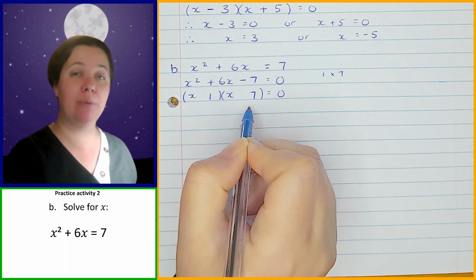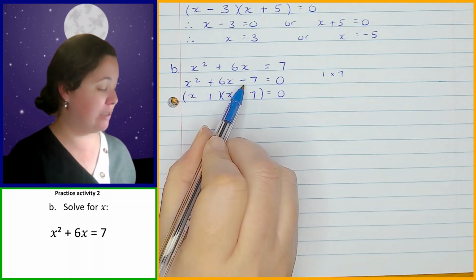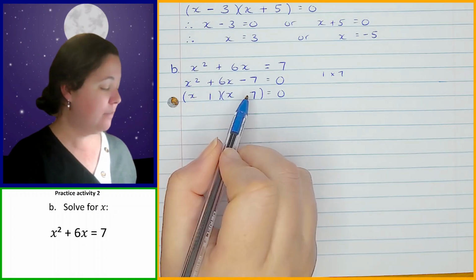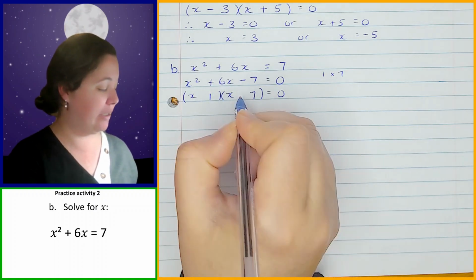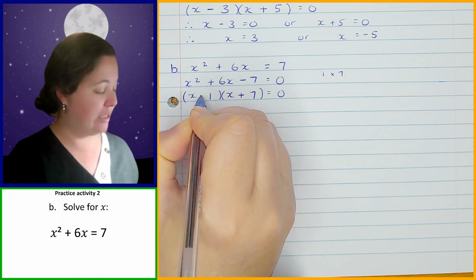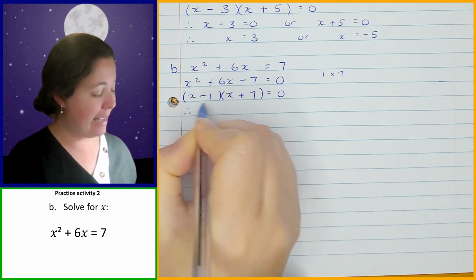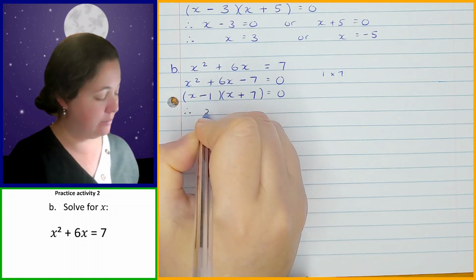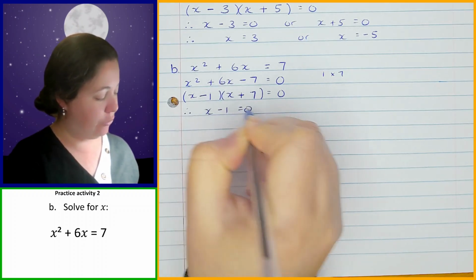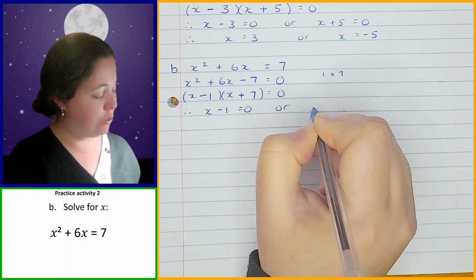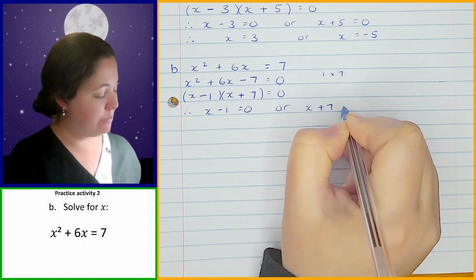Then the bigger number is going to get the sign of the middle term because that's negative. The two signs are going to be different. So the 7 is going to get the plus over here, and then the other bracket is going to get the opposite sign, which is a minus. So now I can go and say, therefore, x minus 1, which is one of the factors, must be equal to 0, or x plus 7, which is the other factor, must be equal to 0.